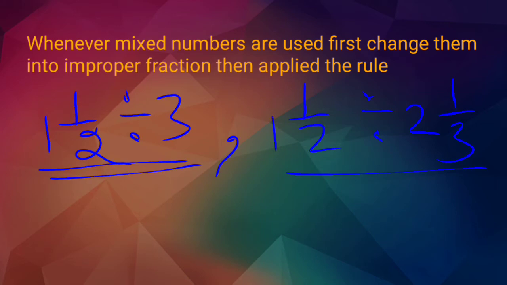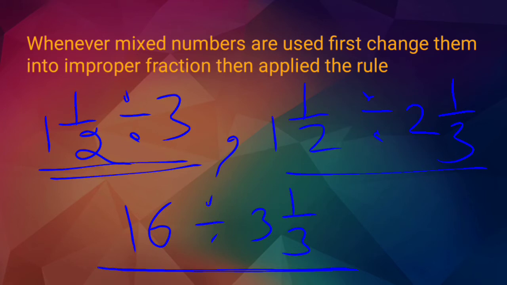And the third case is when a whole number is divided by a fractional number. So there is a whole number 16, and you are dividing this whole number by 3 and 1 upon 3. Then what will you do in this case? So these are three cases, and in each and every case there is a mixed fraction given.